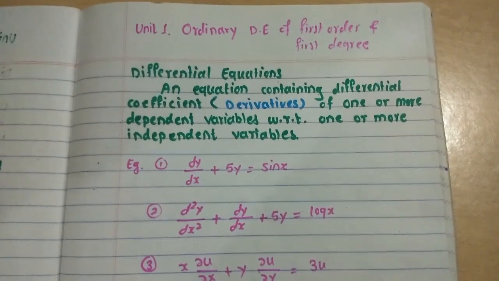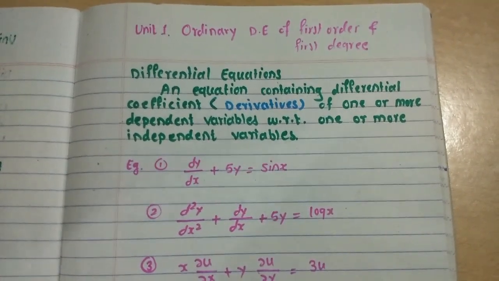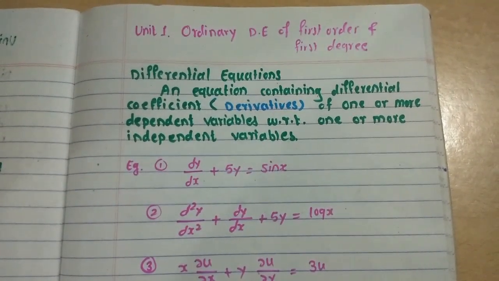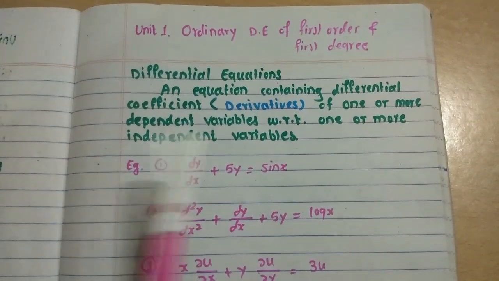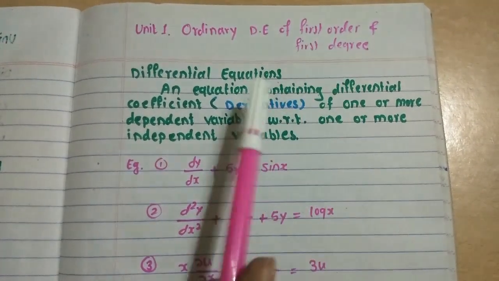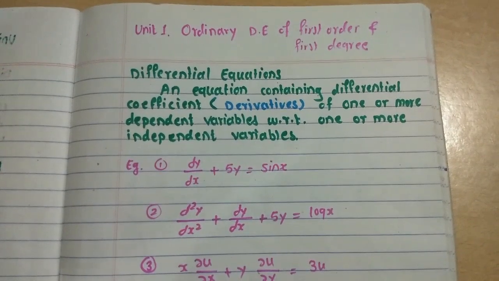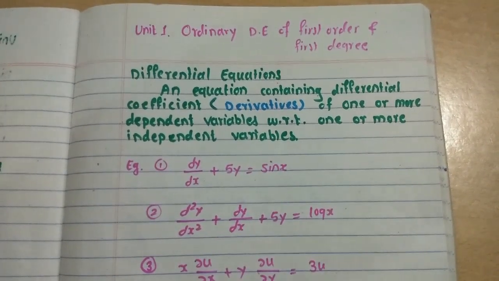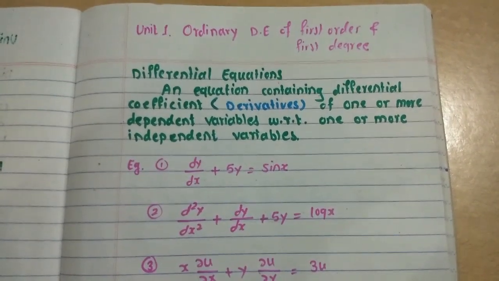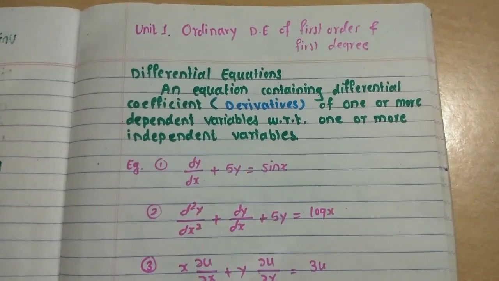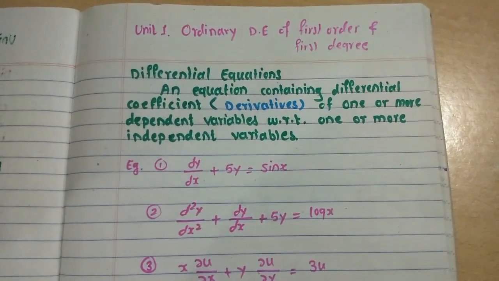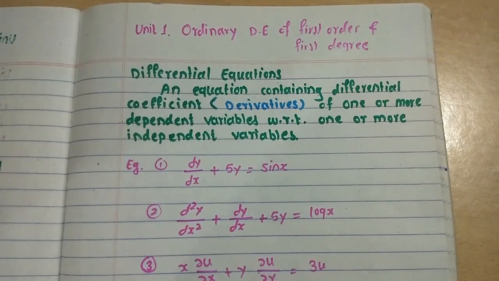Today I am going to start the first unit on Engineering Mathematics 2. The first unit is ordinary differential equation of first order and first degree. So let's start with some basic concepts of differential equation, and then we will see some types of differential equation, order and degree of differential equation.